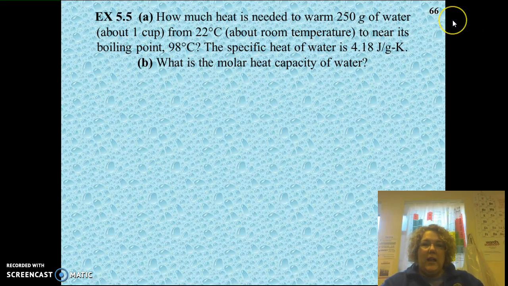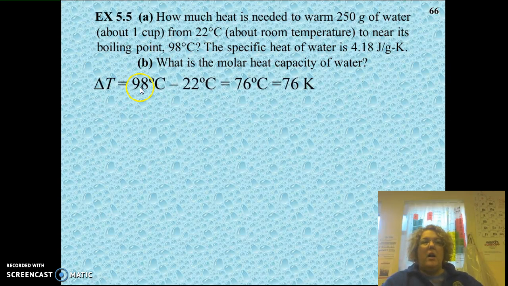Okay, so the Kelvin or the Celsius is the change in temperature. First we need to figure out the change in temperature. The final temp was 98 minus the initial temp of 22, so there's a difference of 76 degrees. We want to know how much heat it takes to change 250 grams of water by 76 degrees. We know that it takes 4.18 joules to change 1 gram by 1 degree.